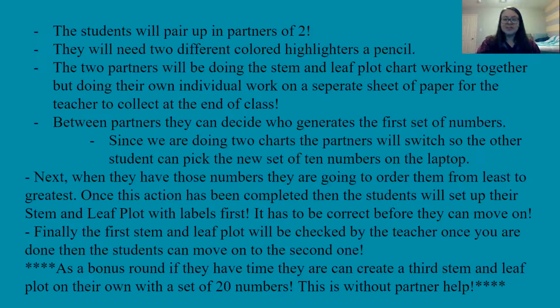So we're back to the slide before to continue. Their task is to create 2 stem and leaf plot charts with 10 numbers randomly generated from the Google random generator. And the students will first have to order them from least to greatest. Then they have to set up the T-chart and label properly. And then they will continue by putting the numbers in the correct place, exactly how we had learned it.